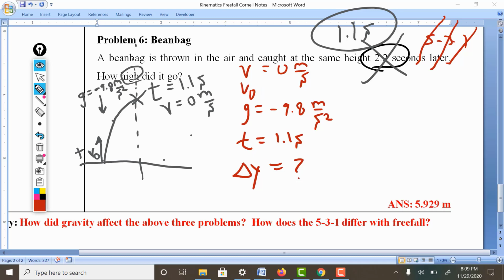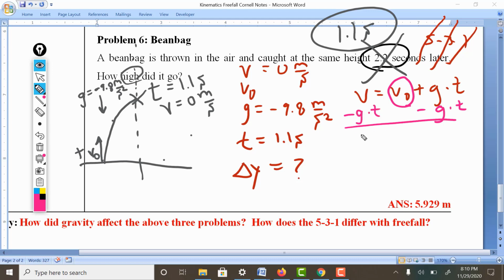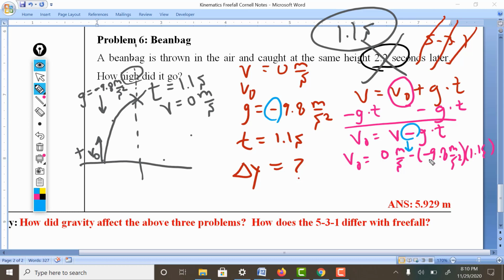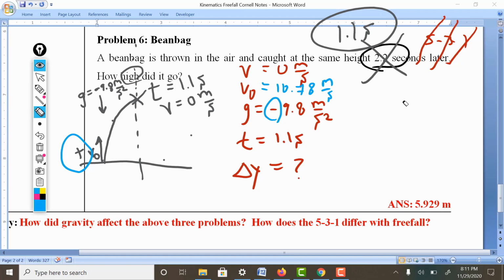We can easily find V naught using the first kinematic. If I solve for V naught and get this by itself, I would subtract GT from both sides, not divide, because it's being added. The opposite of addition is subtraction. So V naught is V minus GT. You'll notice, very important here, that we have a minus, but then the 9.8 also had a negative, and that gives you a positive V naught. And it came out positive, right? We predicted that it would be positive. That's very important. Now we have everything we need to go ahead and find delta y.